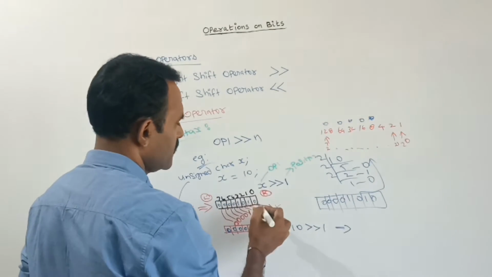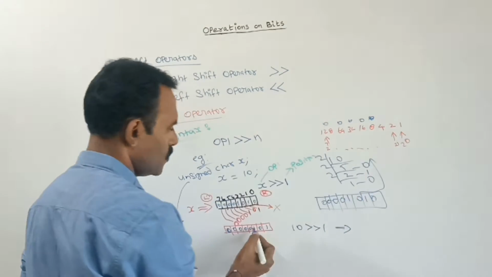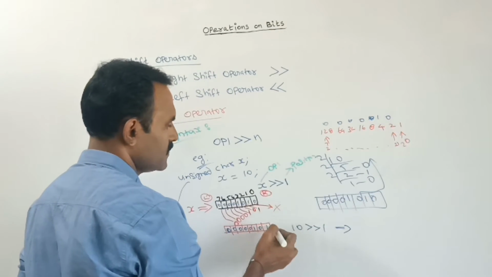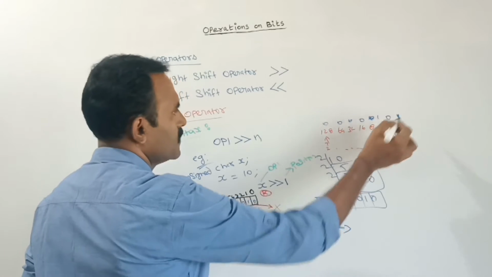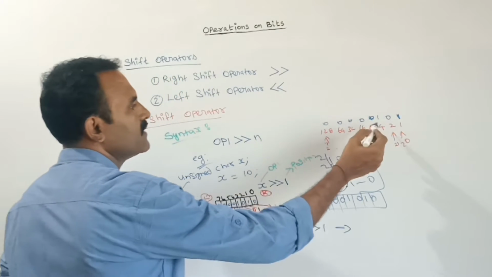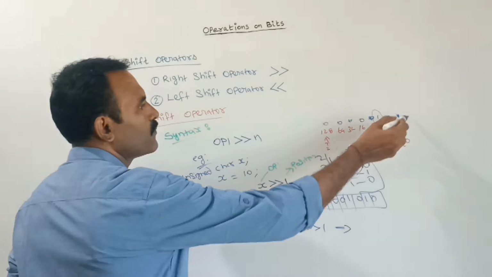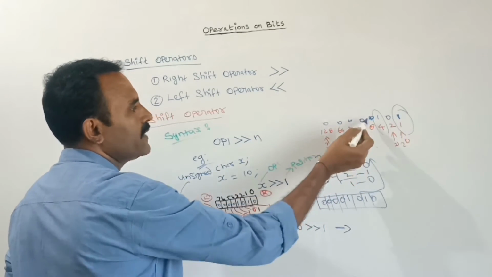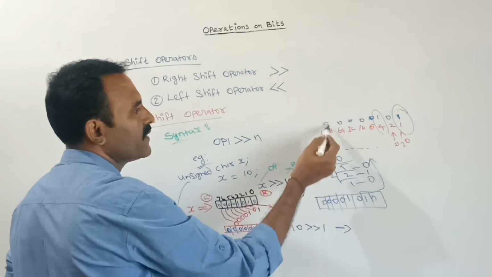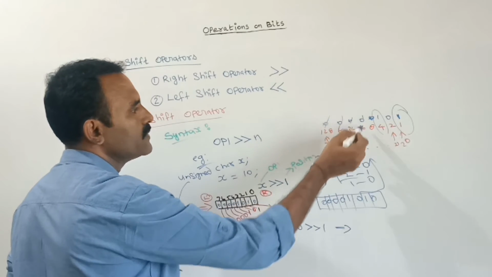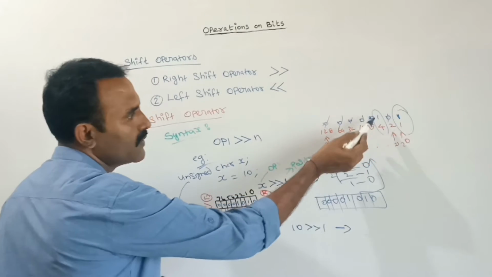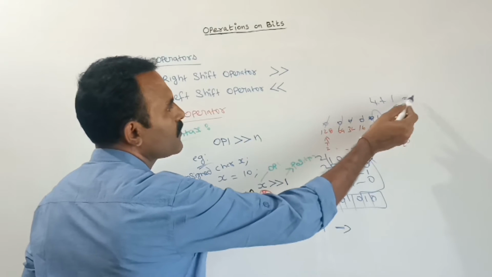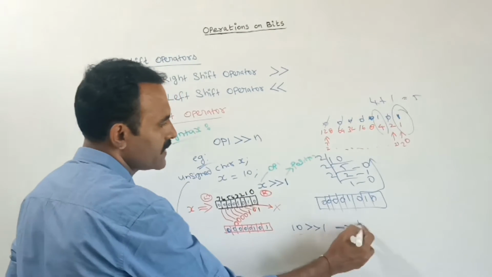Next, the second bit value is 1. Next, the first bit value is 0 and the 0th bit value is 1. So what is the answer here? See, 4 plus 1. 4 into 1, and here 1 into 1. The remaining bits are all zeros, and we do not need to find them, because anything multiplied with 0 is 0. So 1 into 4 plus 1 into 1. 4 plus 1 is 5. So the answer is 5.